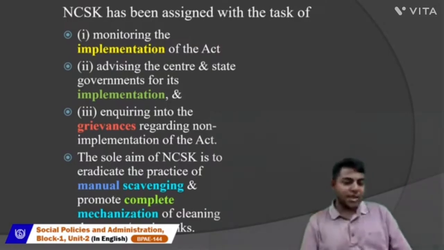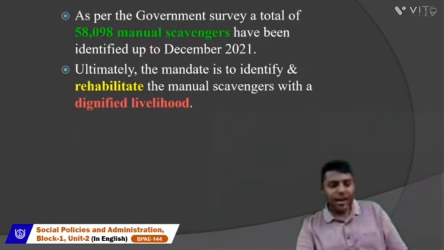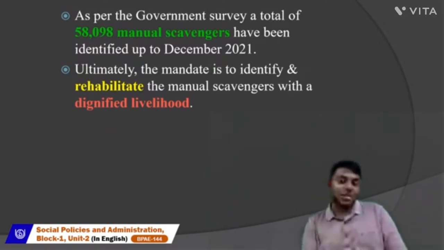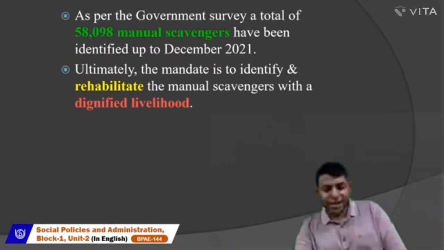The sole aim of the National Commission for Safai Karmacharis is to eradicate the practice of manual scavenging and promote complete mechanization of cleaning sewers or septic tanks. And as per the government survey, a total of 58,098 manual scavengers have been identified up to December 2021. Ultimately, the mandate is to identify and rehabilitate the manual scavengers with a dignified livelihood.